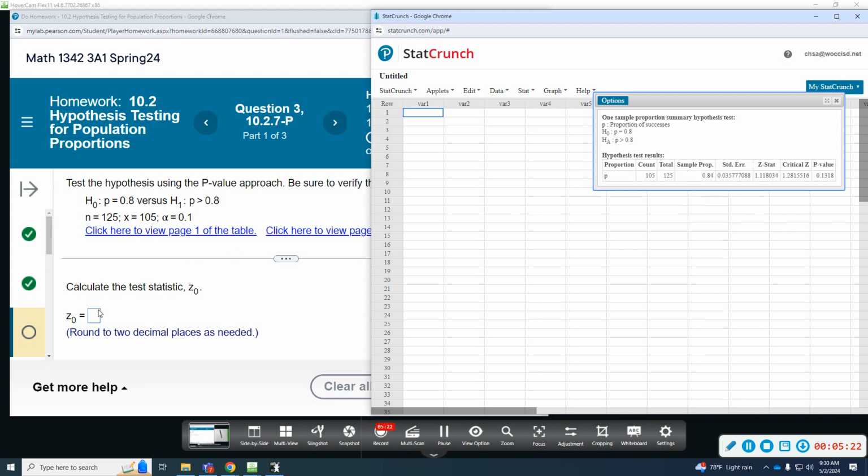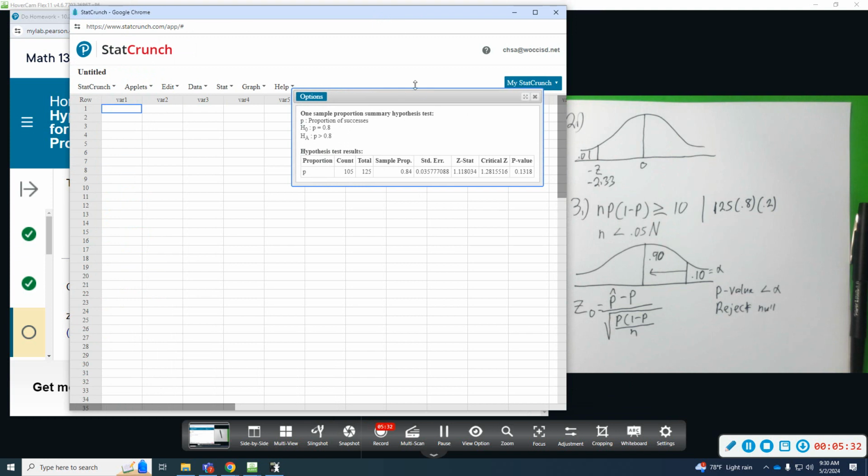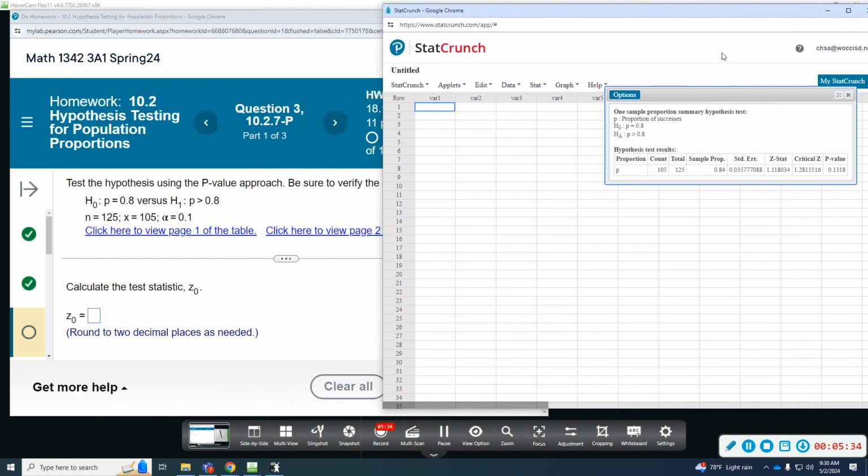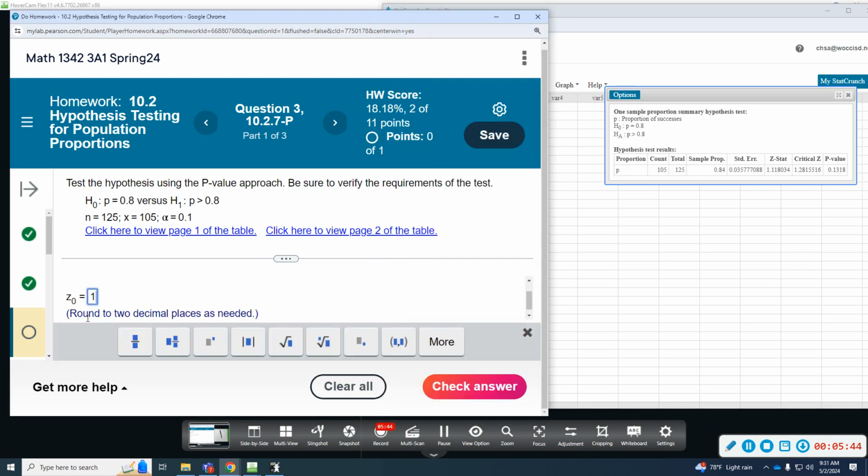So the test statistic would be the z-stat, which would be computed using this formula. They've done it for me once I put the numbers in. So to 2 decimal places, we get 1.118. That 8 will round up to 1.12. So 1.12.